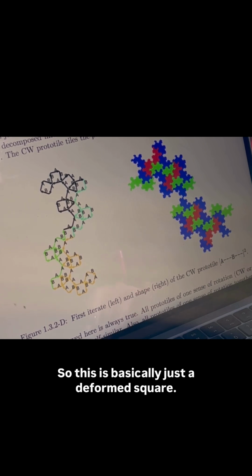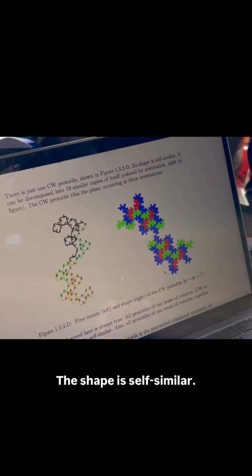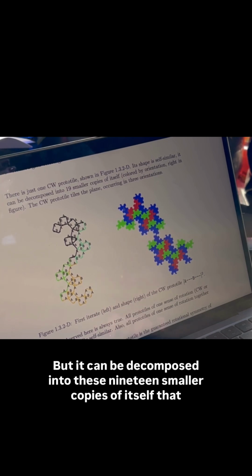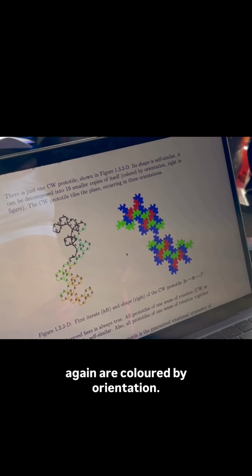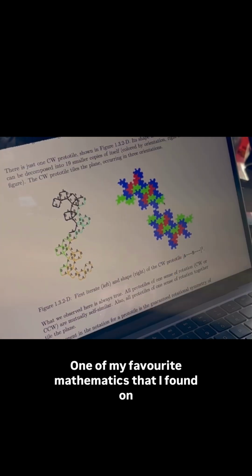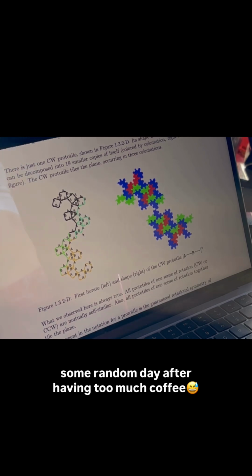So this is basically just a deformed square. The shape is self-similar, but it can be decomposed into these 19 smaller copies of itself that again are colored by orientation. One of my favorite mathematics that I found on some random day after having too much coffee.